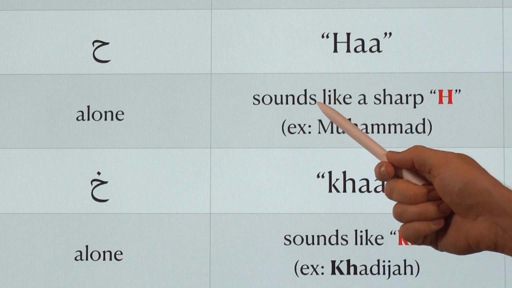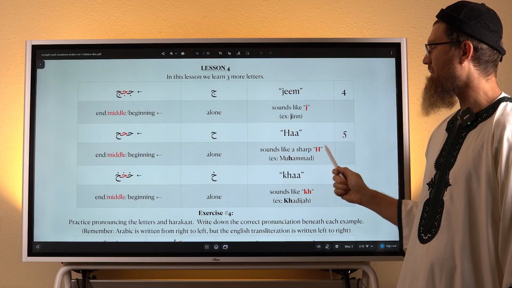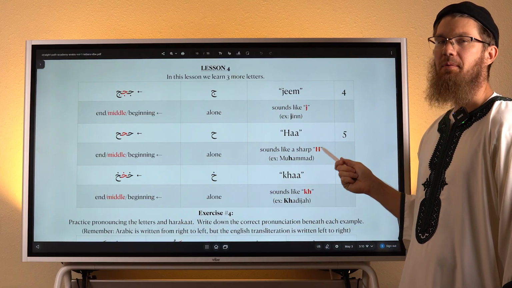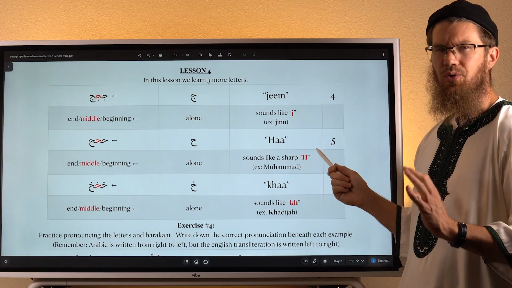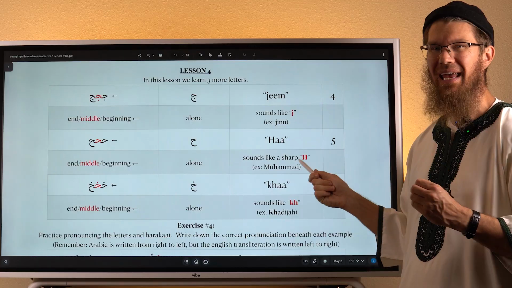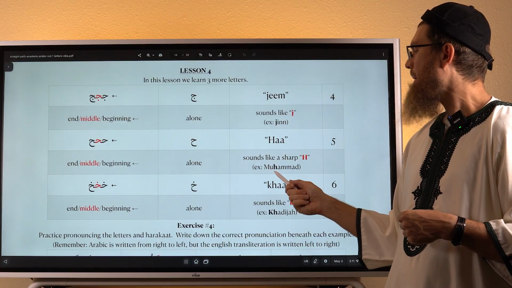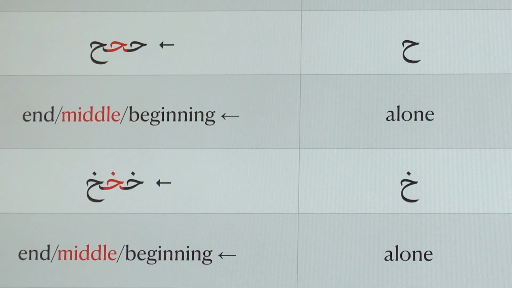The letter Ha, it sounds similar to the English H. But one thing to keep in mind about the letter Ha is that it's a sharp H. And this is important to remember because there is another letter in Arabic which is a soft H. So for example, a soft H is more like Ha, whereas this sharp H is more like Ha. So for example, the name Muhammad, that H sound in Muhammad is the letter Ha.